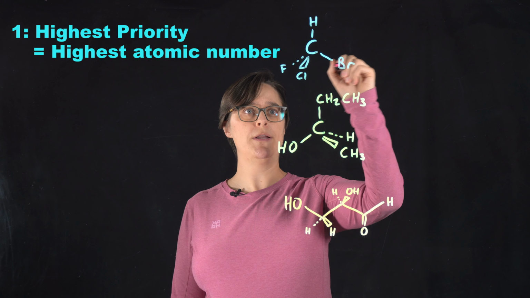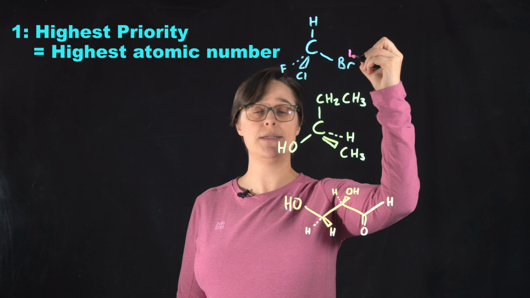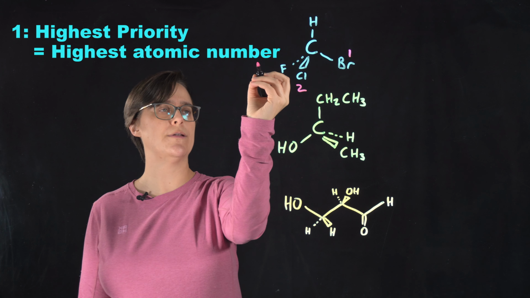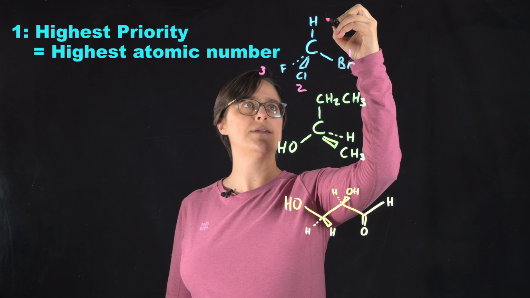Highest atomic number between these 4 is bromine. That means bromine is highest priority, number 1. Second is chlorine, 2. Third is fluorine, 3. 4 is hydrogen.